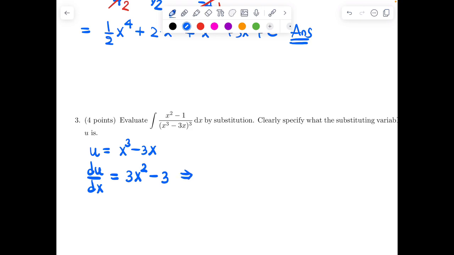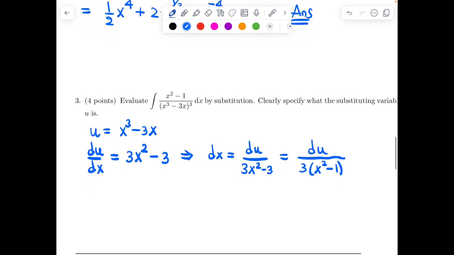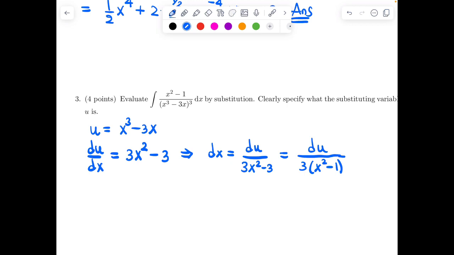Okay, and then we do cross multiply. So dx is equal to du divided by 3x squared minus 3. And you see that you can factor out the 3. So 3, bracket x squared minus 1, which appears in the numerator of the function. Now we're going to use substitution. So we're going to substitute this in the original integral. Okay.